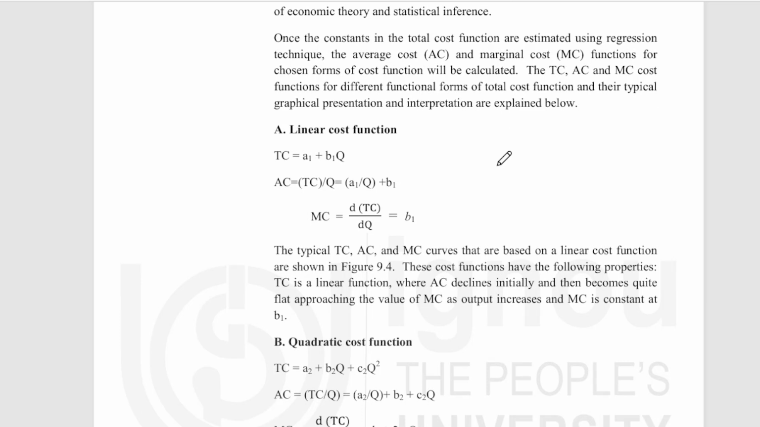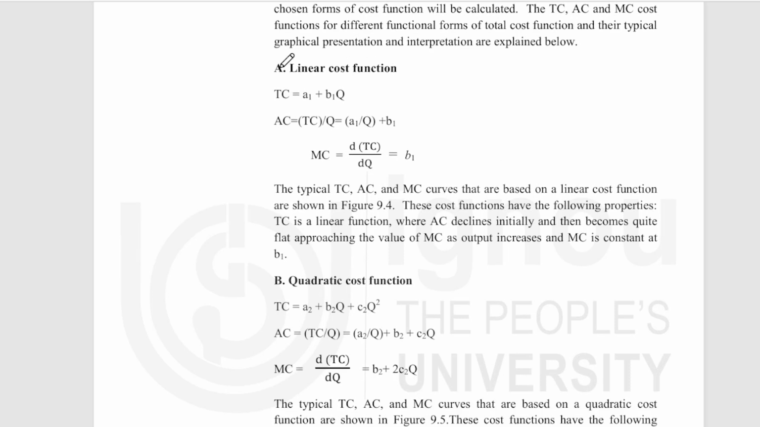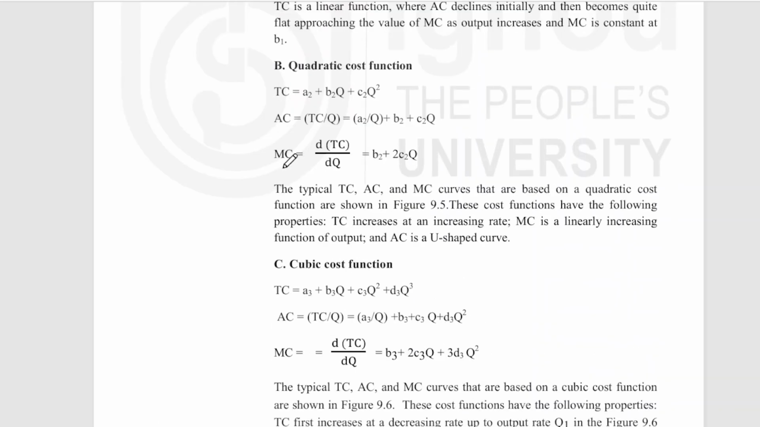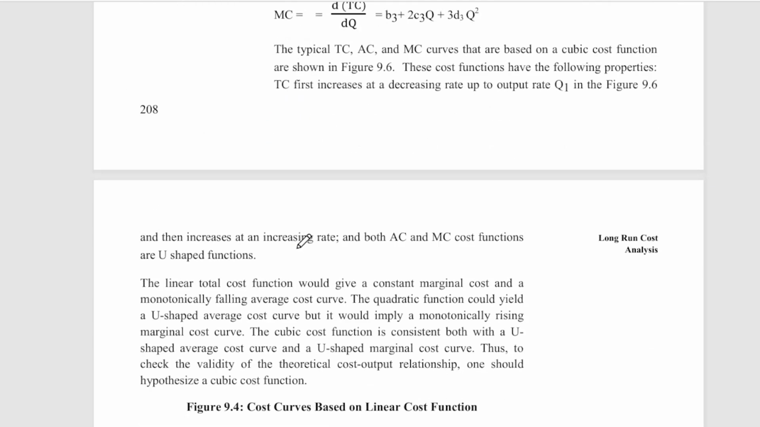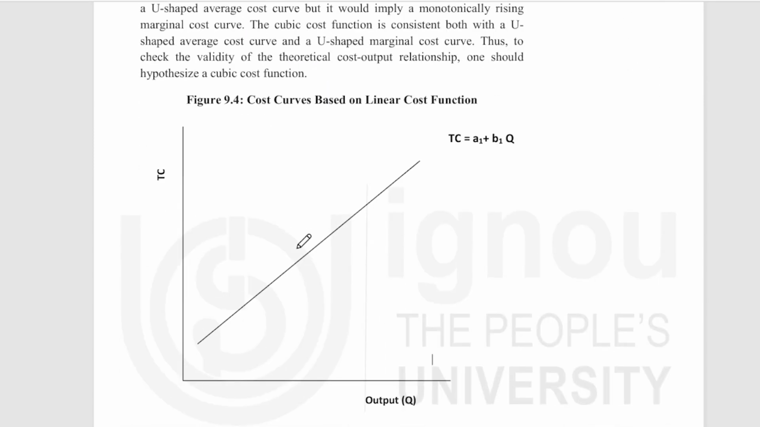The TC, AC, and MC cost functions for different functional forms of the total cost function, and their typical graphical representation and interpretation, are explained below. That is the linear cost function first of all, that is TC, and the typical TC, AC, and MC curves that are based on a linear cost function are shown in figure 9.4. Then B is the quadratic cost function and C is the cubic cost function. So this is figure 9.4, that is cost curves based on the linear function.